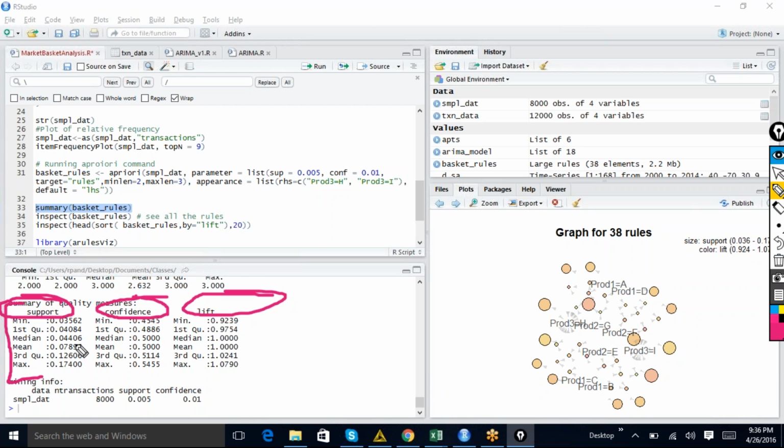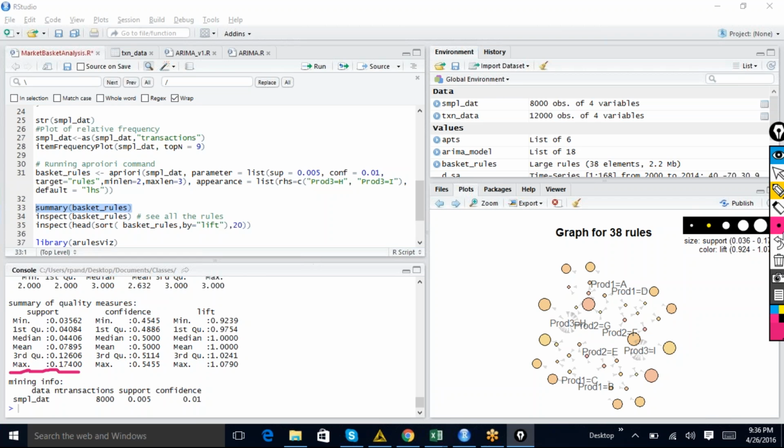So now it's telling you that the minimum support I have is 0.03, the maximum support I have is 0.174. So what does the maximum support of 0.174 mean, guys? So for one of the rules that R has built, or the algorithm has built, one of the rules has 17.4% of transactions following that rule, right? And we'll take a look in a short amount of time what that means.